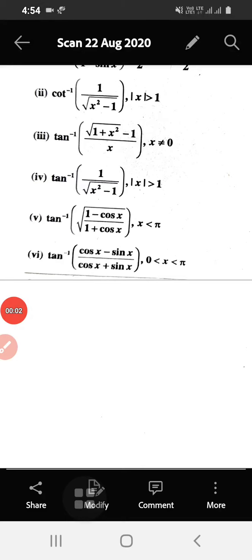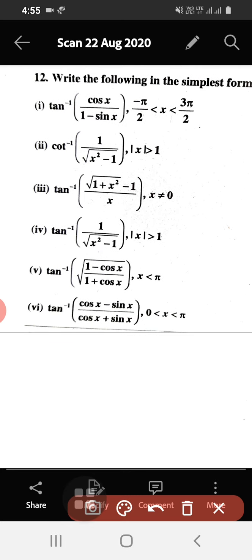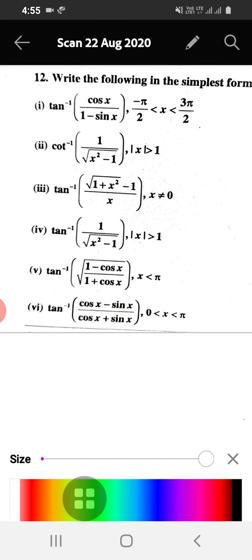Let us continue our class on inverse trigonometric functions. In the last class, I have solved cot inverse of 1 by square root of x square minus 1, in simplest form, and this tan inverse of 1 by square root of x square minus 1. I have solved these two examples by the substitution method, where we substituted x is equal to secant theta.